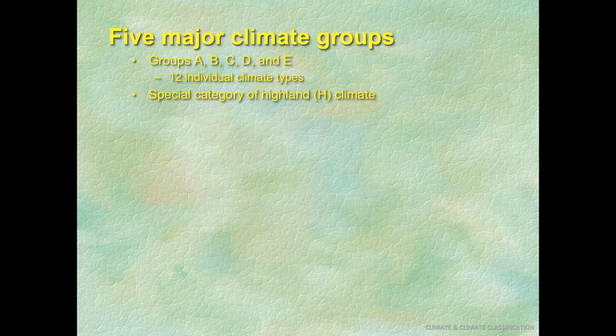There are 5 major groups, A, B, C, D, and E. So very simple with subcategories. And then there's a special category for climates that are considered highland climates, H. The reason for this type of climate is if you find yourself in an area where you go up and down in elevation so dramatically over a short distance that it would be hard to measure an A, B, C, D, or E. Does that make sense?